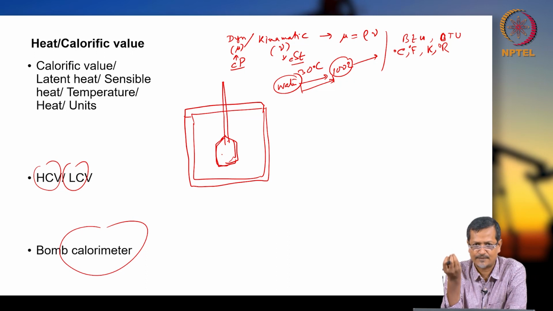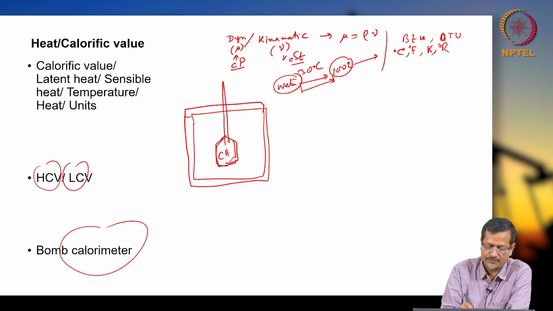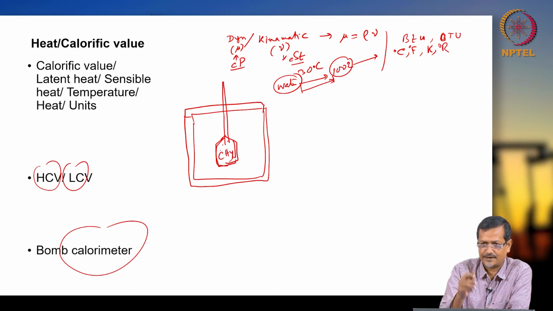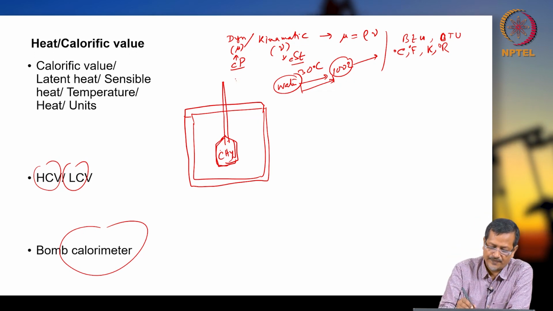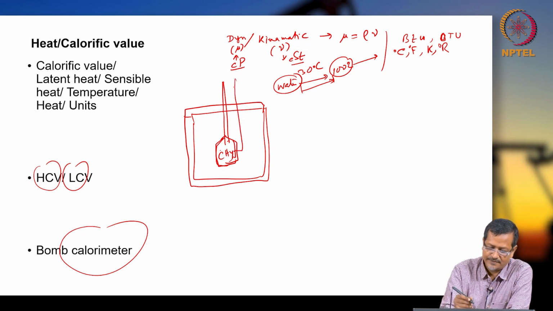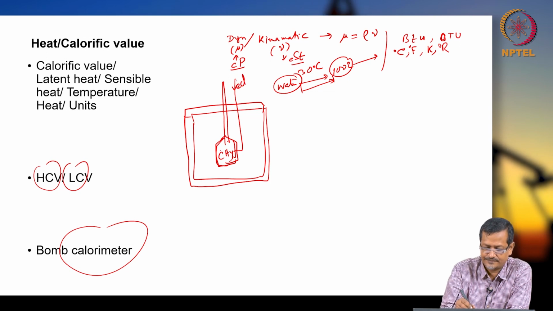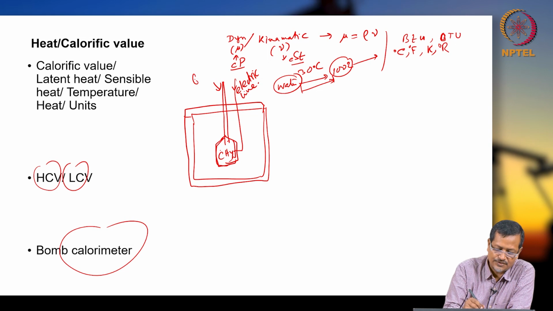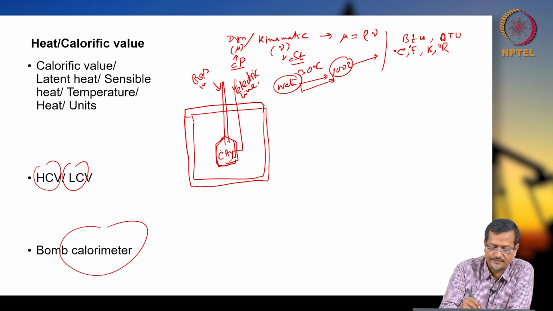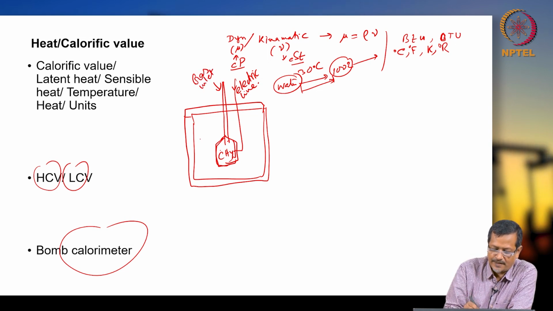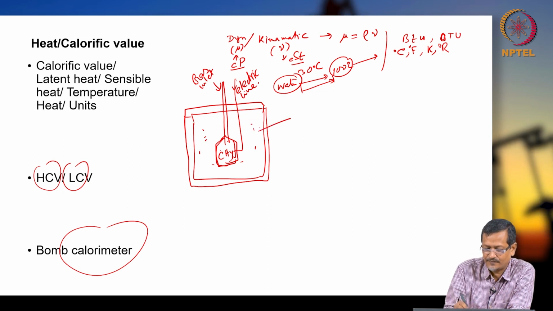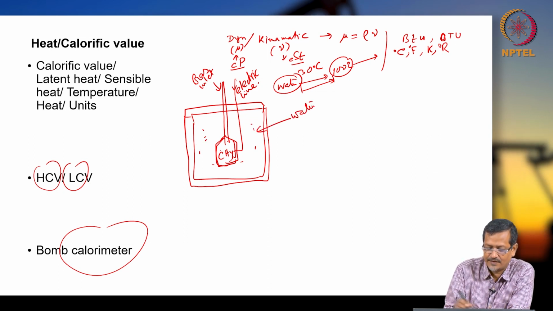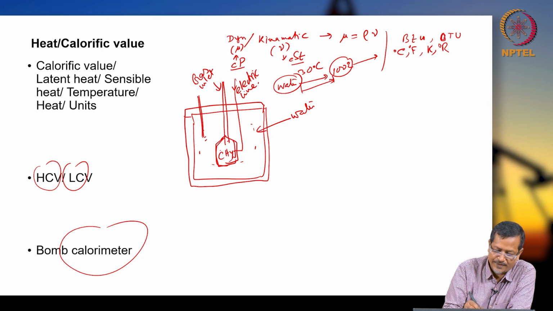Let us say you take a certain amount of methane, for example, with air. Now you will have one electric coil coming here, an electric line. This will be the gas or fuel inlet, and this will be filled with water. Now I will have one thermometer.